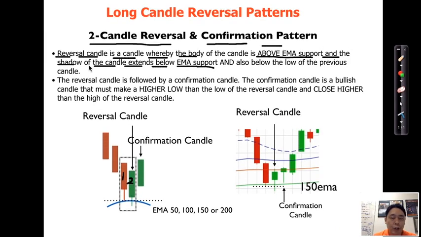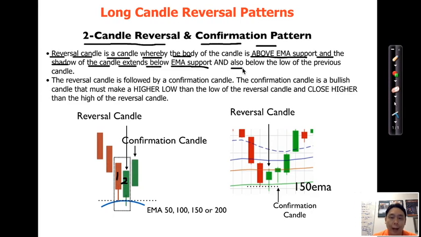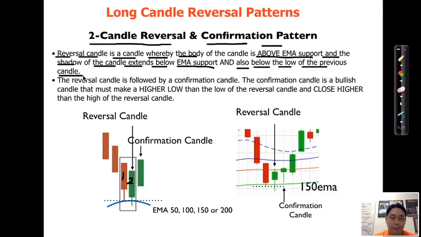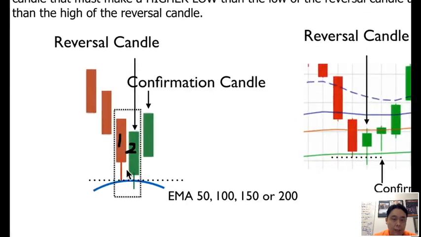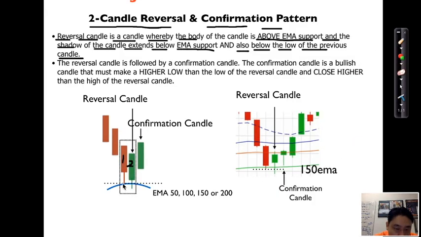Next, the lower shadow of the reversal candle must also cut below the low of the previous candle. Let me explain that. This is the previous candle, which is candle 1. Where's the low of candle 1? The low is over here.